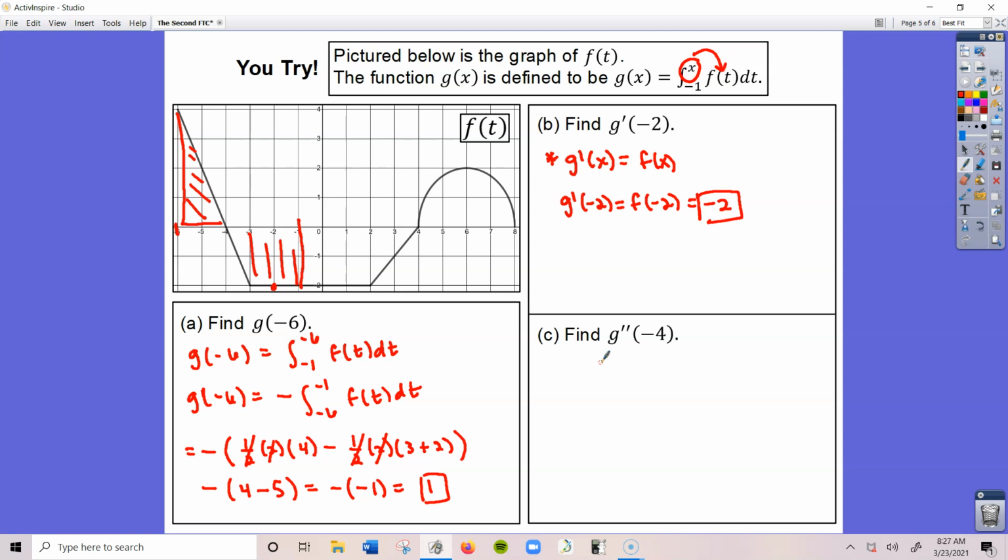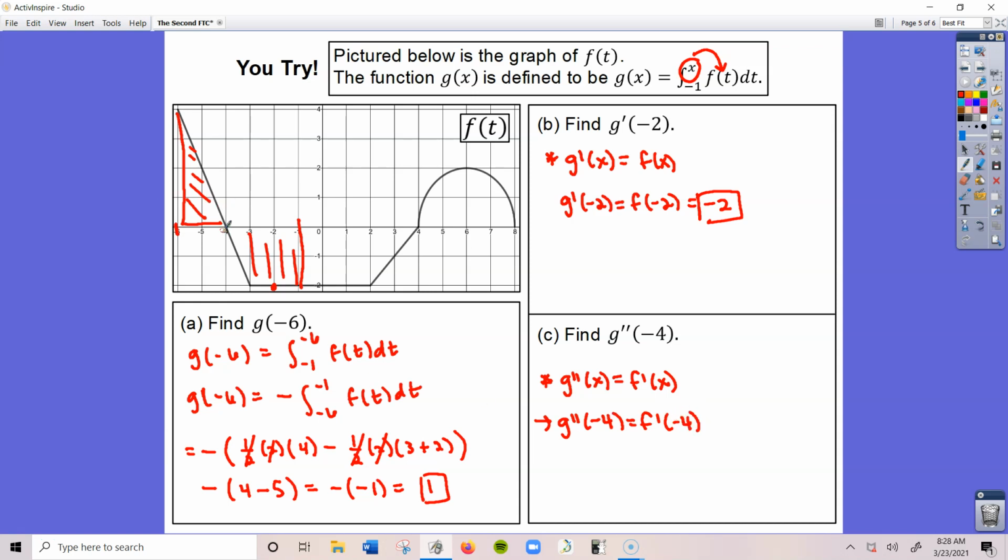Now, for this last one here, we have g double prime of -4 is what we're trying to find. So first, we're going to need the derivative of g prime of x, or rather, we need the equation for the derivative, which is g double prime of x. Now, g prime of x is f of x, so g double prime would be f prime of x. So now I plug in the -4. So g double prime of -4 is going to equal f prime of -4.